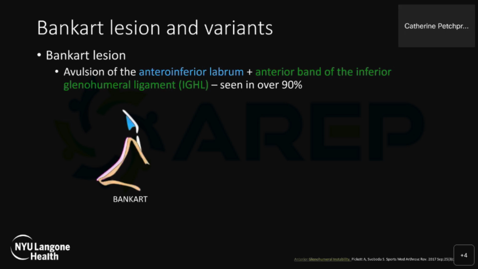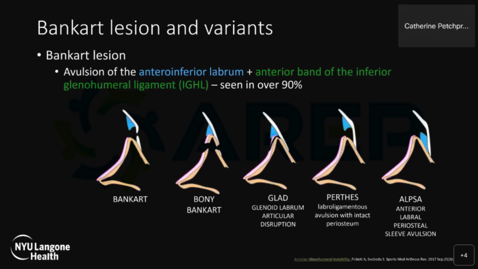Anteroinferior labral injuries also come in other varieties. Sometimes an anterior dislocation results in a fracture of the anteroinferior glenoid rim, known as a bony Bankart lesion, which detaches a fragment of bone along with the anterior band of the inferior glenohumeral ligament and the anteroinferior labrum. Sometimes only the labrum separates from the cartilage. This is called a GLAD lesion, or glenoid labrum articular disruption. If the scapular periosteum is also stripped but not torn, a Perthes lesion develops, and if that torn labrum heals and scars along the anterior scapular neck, we have an ALPSA lesion, or anterior labral periosteal sleeve avulsion.